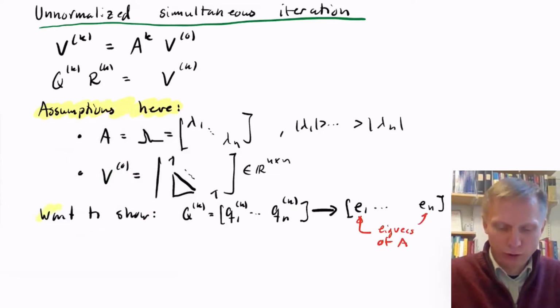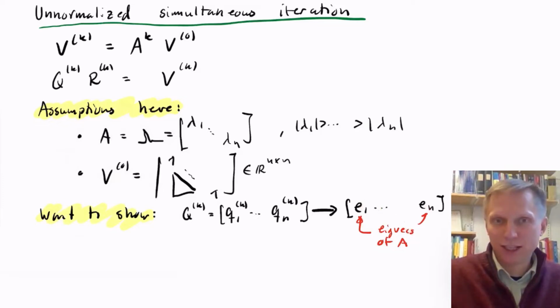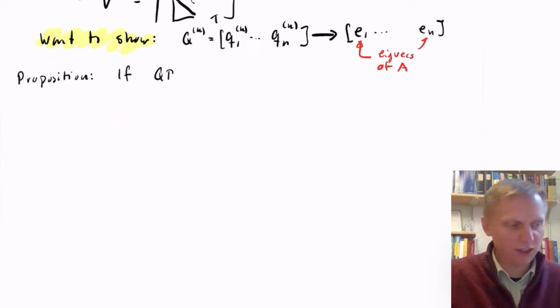So we want to show that the Q matrix in the unnormalized simultaneous iteration will approach the eigenvectors of the matrix A. And in fact, in this case, the eigenvectors are just the unit vectors. Before we dive into the theory, we need to establish a result which is general for QR factorizations.